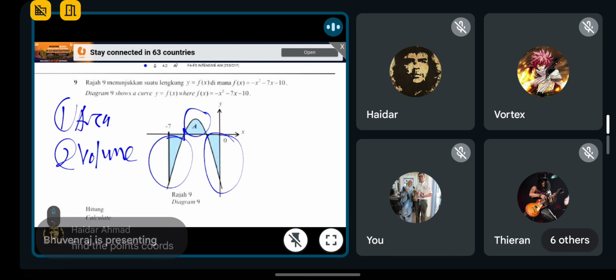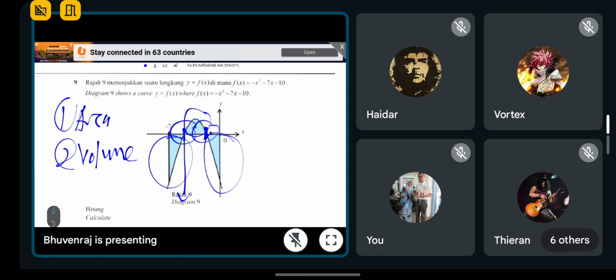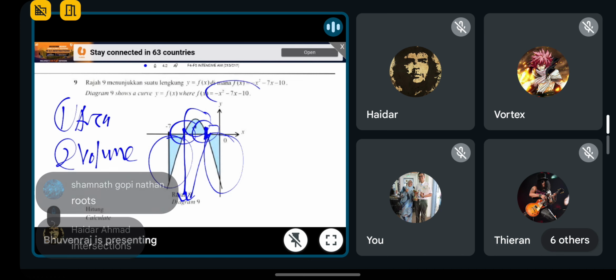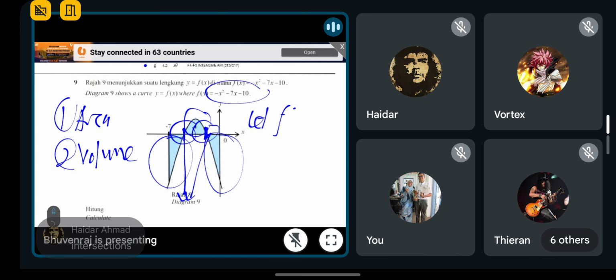Very good. Find the points. All these points you all need to find. What are these 2 points called, guys? Can you all tell me? What is the name for these 2 points? Yes, roots of quadratic means you let f(x) equal to 0. Okay, that's all. Then you find your coordinate. If you factorize correctly, you should get -2 and -5.